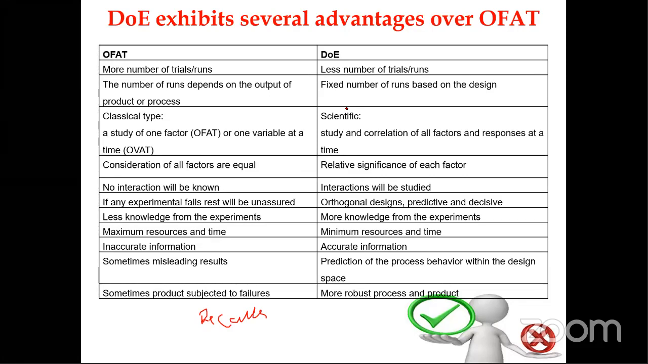DOE will tell you each and every factor, each and every excipient, how it is influencing the final product. But in the case of OFAT experiments, you cannot know. It is like a blind study. You are adding the excipient based upon your knowledge, and you are getting the product. But DOE is not the case. Each and every factor's influence will be studied individually. That can also be interpreted, how the product quality is correlated with each and every factor.